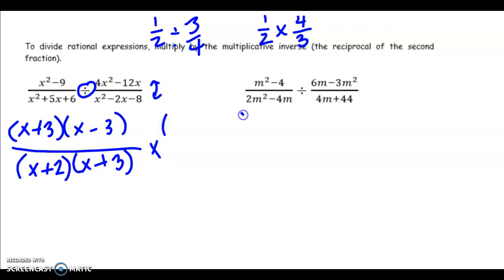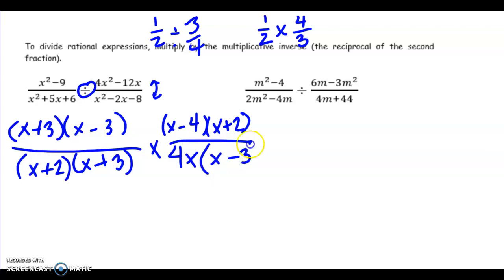So on the top, I'm going to get x minus 4 and x plus 2. That gives me a -8 and a -2. Okay, good. And on the bottom, I'm going to pull out a 4x here, because it's not a trinomial, so I can't do 3 terms and factor it out. So I'm going to pull out a 4x, which leaves me with x minus 3.